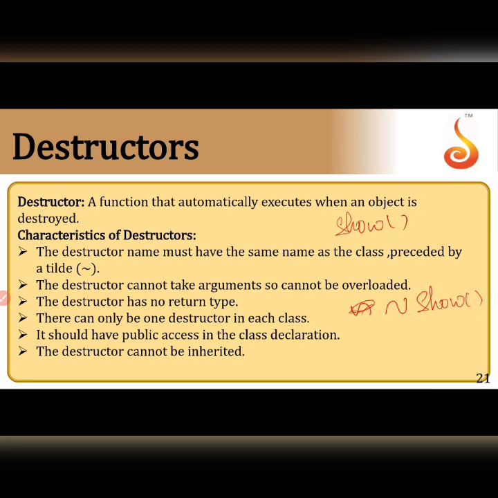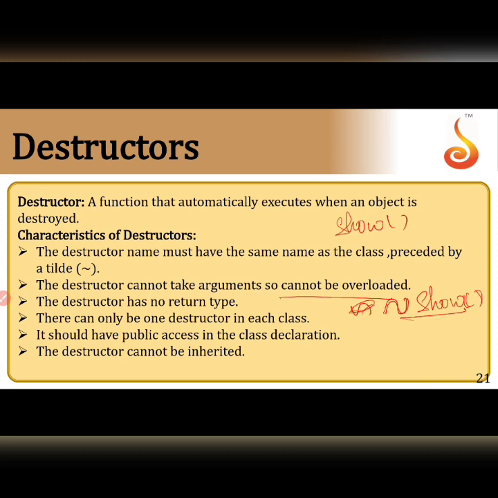The destructor has the same name as the class name preceded by a tilde sign. This one is the tilde sign. It is on the key below the escape key on your keyboard, and then the class name. Fine, and then again it's a function. So it is like this. This is a destructor, and it is mainly used for deallocating or freeing memory. Getting it? The destructor does not take any arguments, so it cannot be overloaded. No arguments means no overloading.